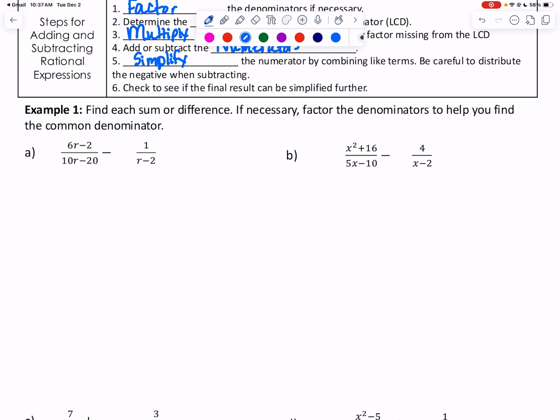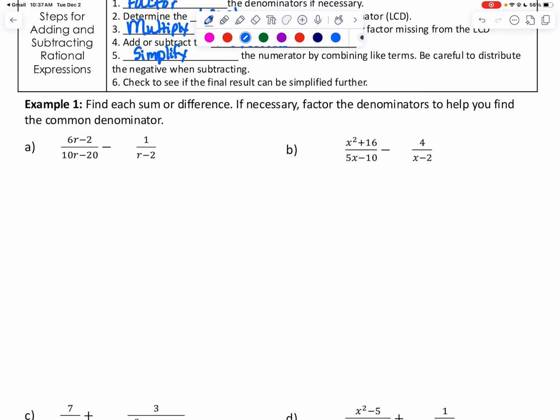Now, some of these problems have quite a few steps. So if I start going too fast, just pause the video until you can get everything written down and then start it again. All right. I will not be explaining the factoring too much, so if you need a review on factoring, you might want to go back and review that before attempting this lesson.